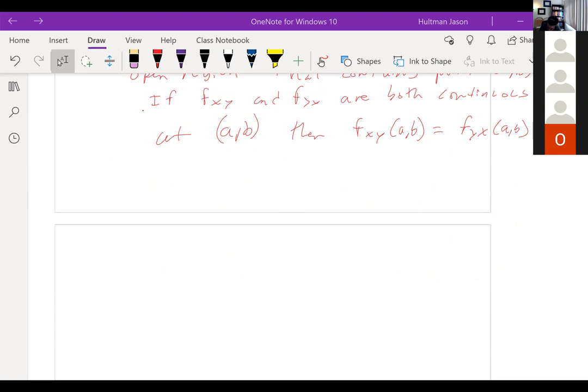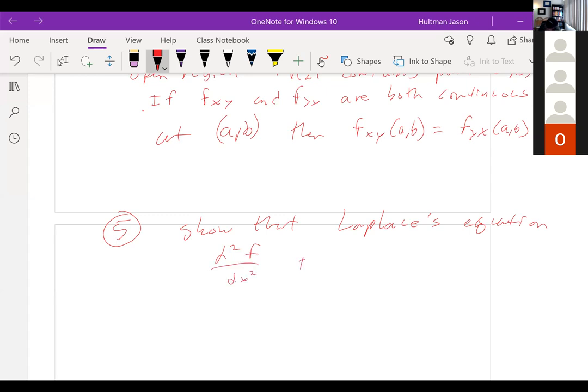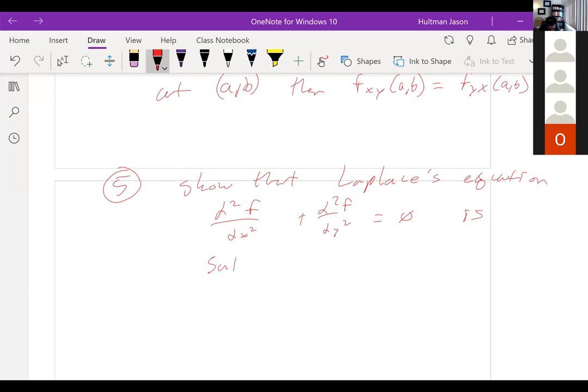Okay, number 5 here, I think. Show that Laplace's equation, d squared f over dx squared plus d squared f over dy squared equals 0, is satisfied for f of xy equals e to the x sine y.